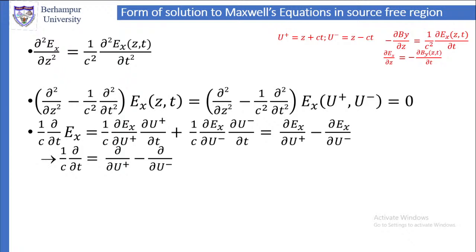Now from this you can say that the operator 1 by c dou by dou t is equal to dou by dou u plus minus dou by dou u minus.